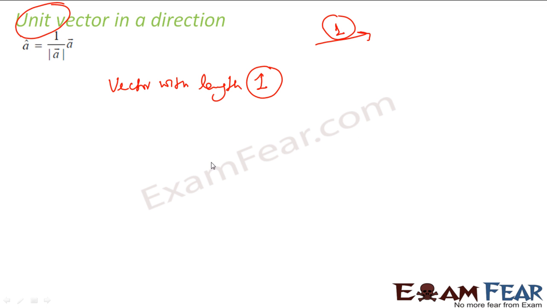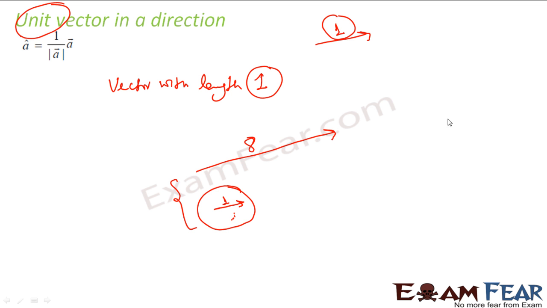As I told you, let's suppose you have this vector with a magnitude of 8 units. You can do a scalar multiplication. If you multiply this by 1 by 8, this becomes 1 unit. The direction will be the same. This vector, if you see, has a length of 1, and this is nothing but a unit vector.